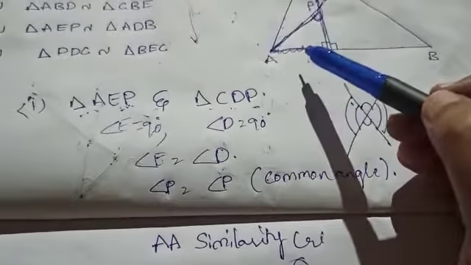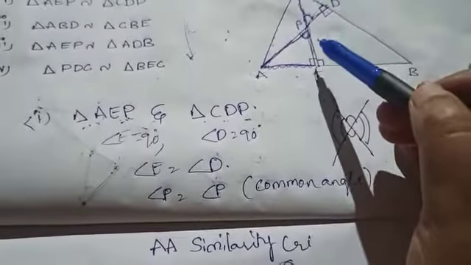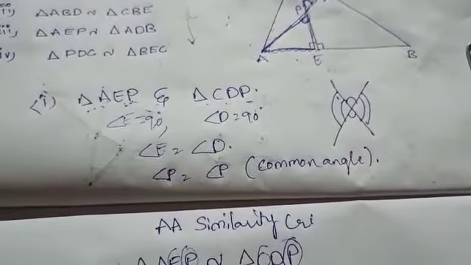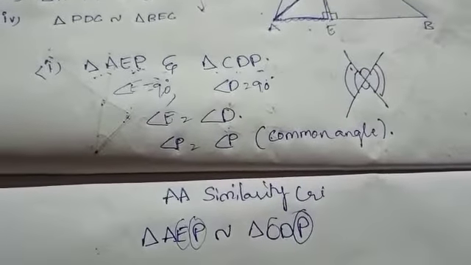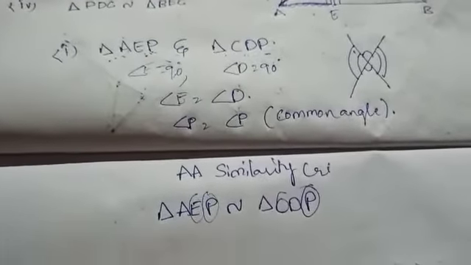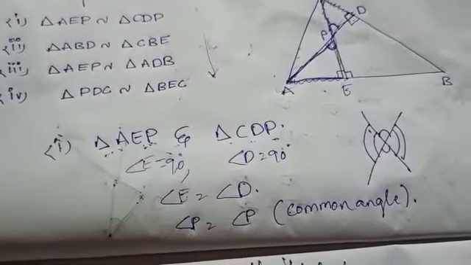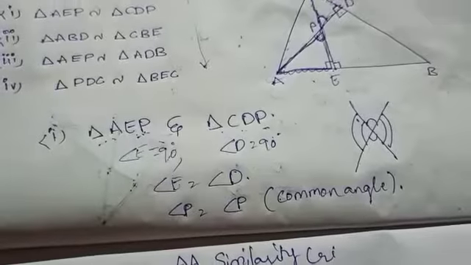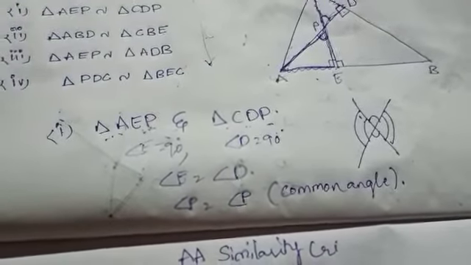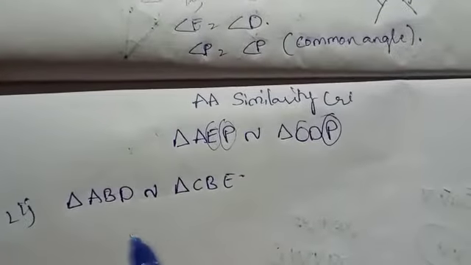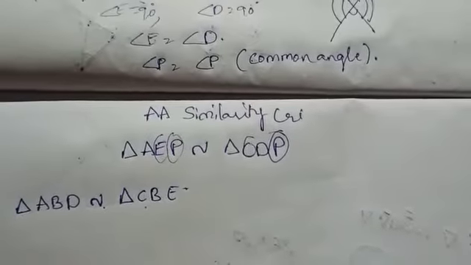We know that if two corresponding angles are equal in two triangles, the corresponding third angle is also equal. Next question: triangle ABD is similar to triangle CBE. Here we have to prove triangle ABD is similar to triangle CBE.